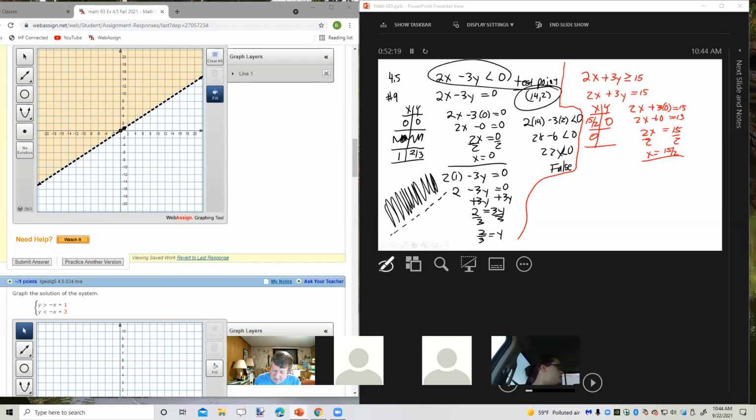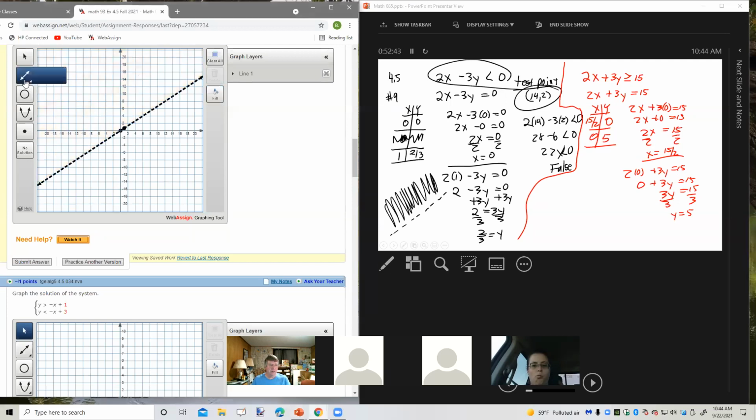Starting over, if x is 0, 2 times 0 plus 3y equals 15. 2 times 0 is 0. 0 plus 3y is 15. 0 plus 3y is 3y. 3y equals 15. Divide both sides by 3, and y equals 5. So once again, I've got 2 points.